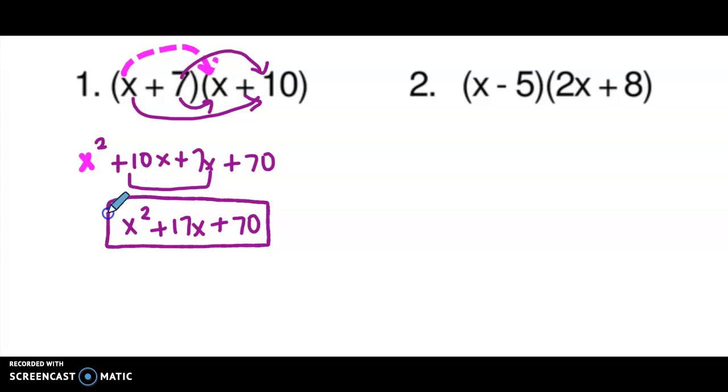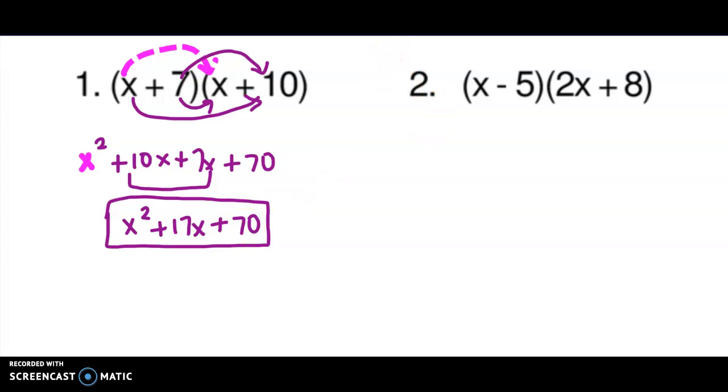A trinomial, second degree, which is called quadratic, exponent, biggest is 2, so that defines the degree of the whole. It is in standard form. Leading coefficient is 1, and the constant is 70.